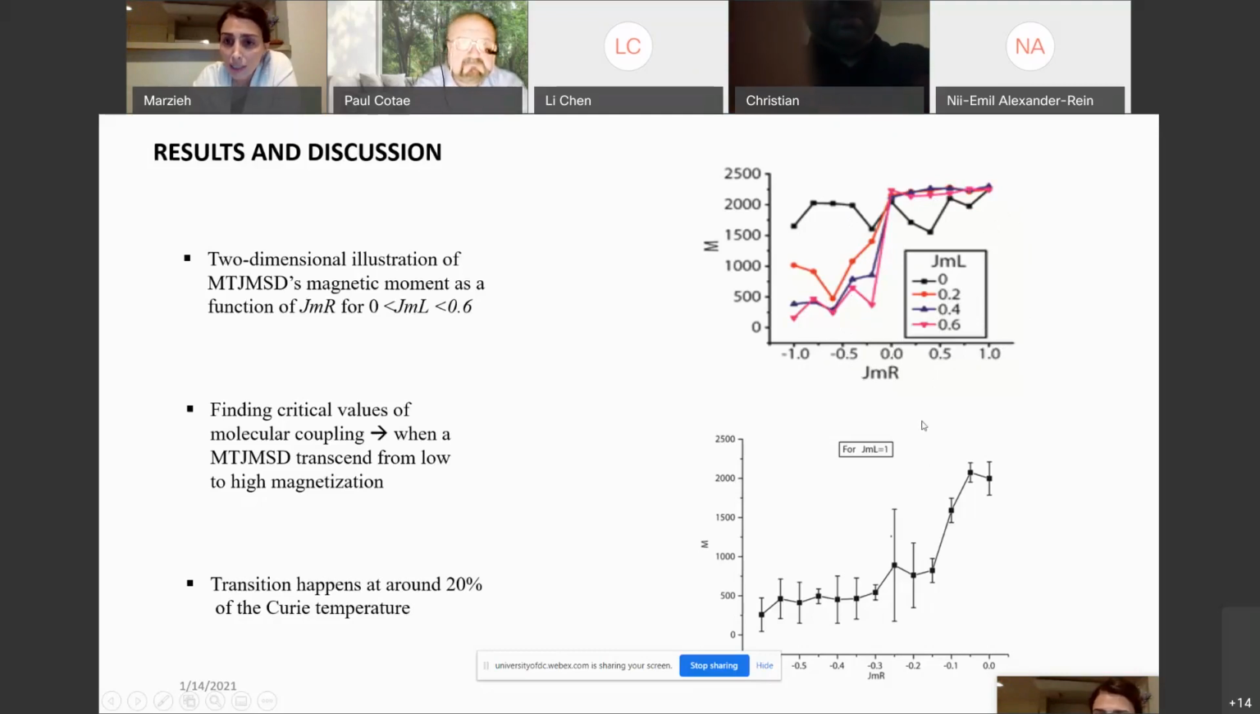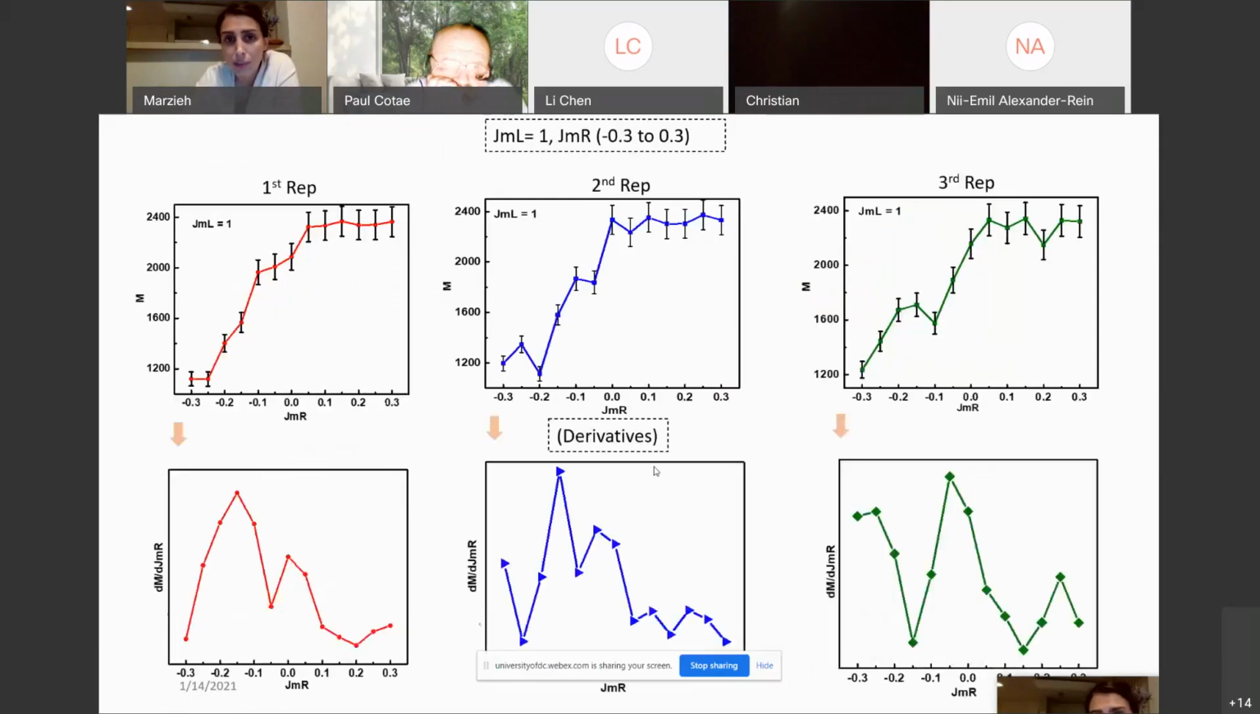To define a detailed value, we have focused on a strong case when JML is equal to 1 and JMR is between 0.6 and 0, and we have drawn M versus JMR. We see that the transition happens somewhere between 0.3 and 0.2. This tells us that the transition point happens at around 20% of the Curie temperature. And we can still go further and find maybe a more precise value for that.